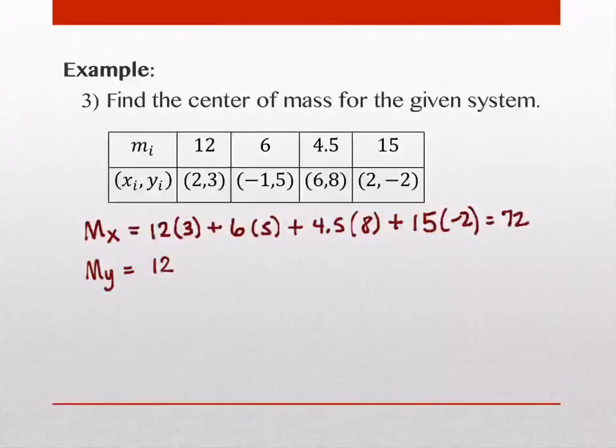Now we're going to find m sub y, found much the same way. Each of the masses will still be there, but now we're using our x value, so 12 times 2, 6 times -1, 4.5 times 6, and 15 times 2.